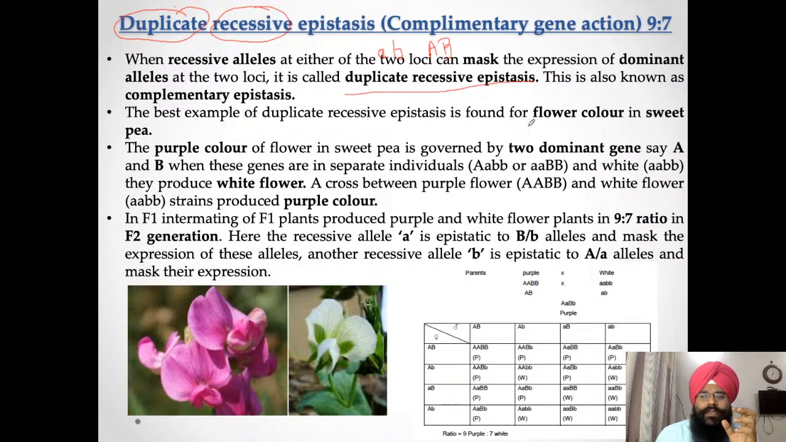The best example is flower color in sweet pea. Flower color in sweet pea is the best example for this. In this example, the purple flower of sweet pea is governed by two dominant genes, that is capital A and capital P.